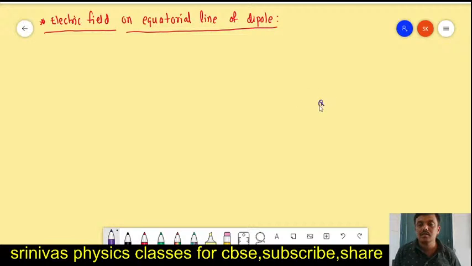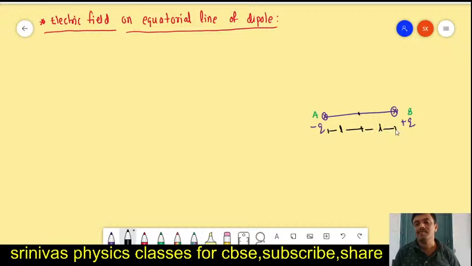This is the minus q charge, and this is the plus q charge. This point we can take as point A, and this point we take as point B. From the center, the left side length is L and the right side length is L.